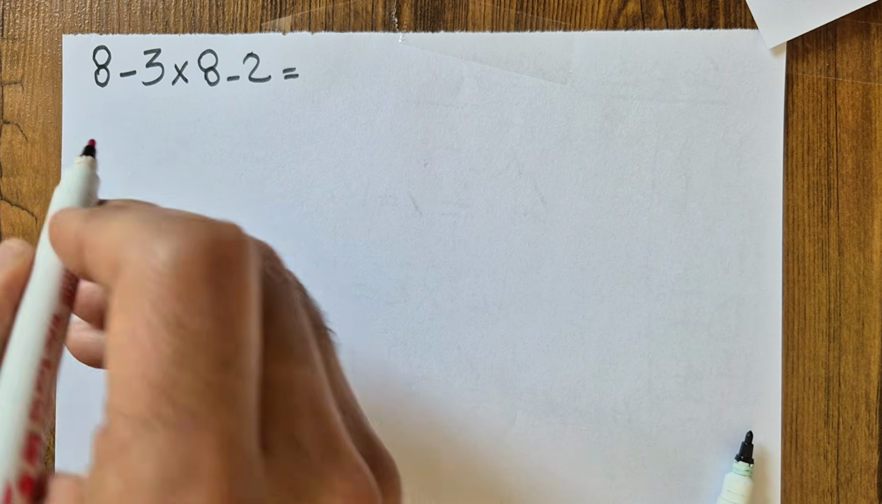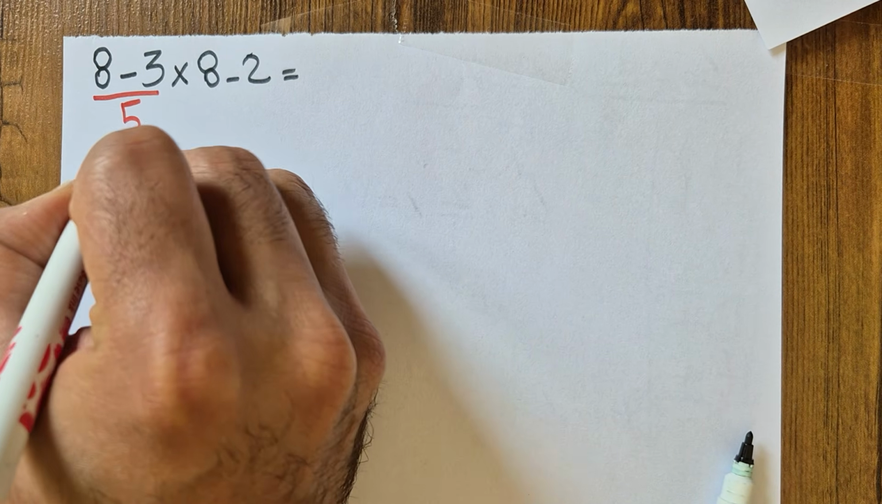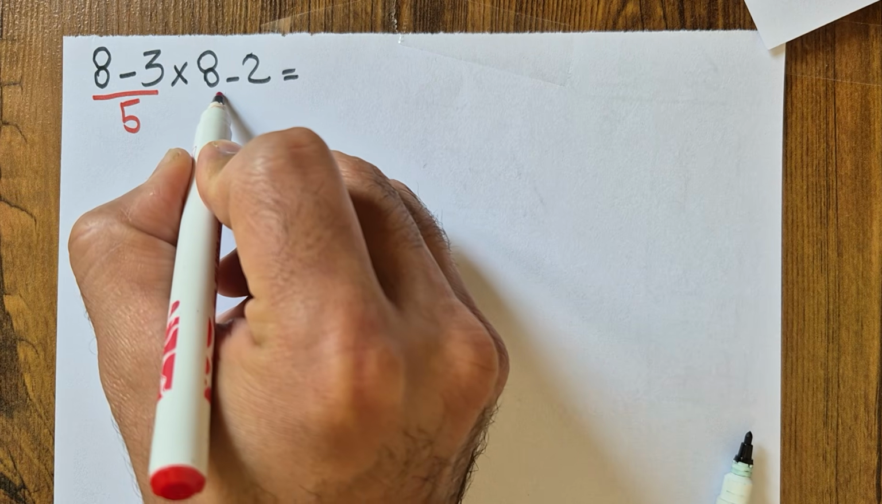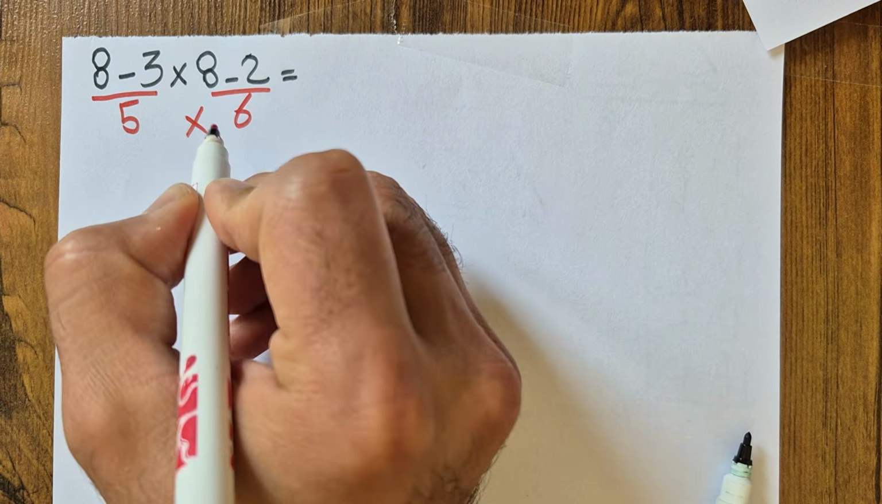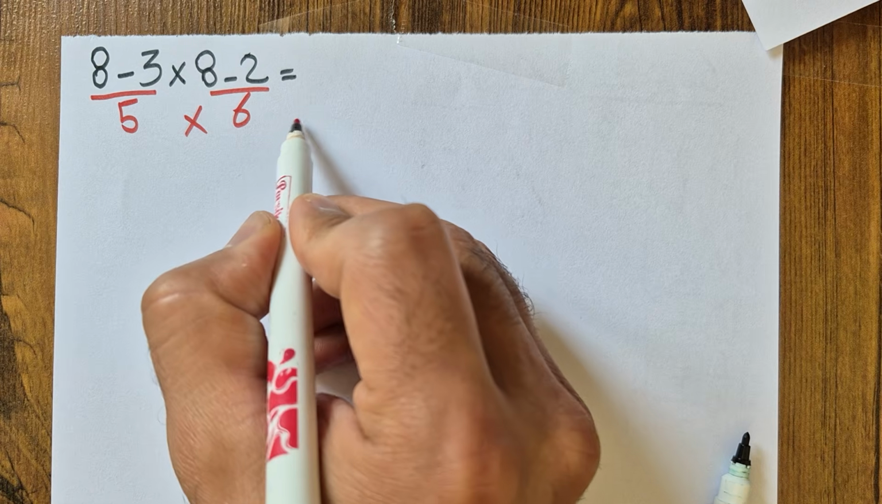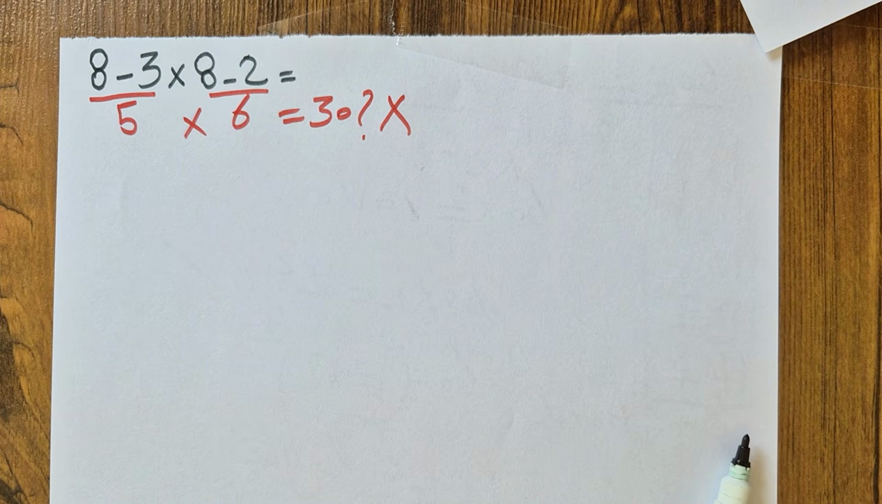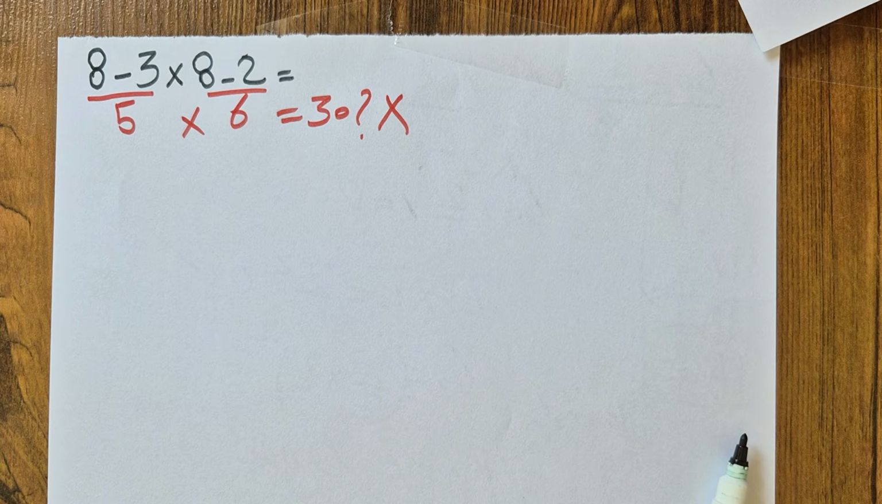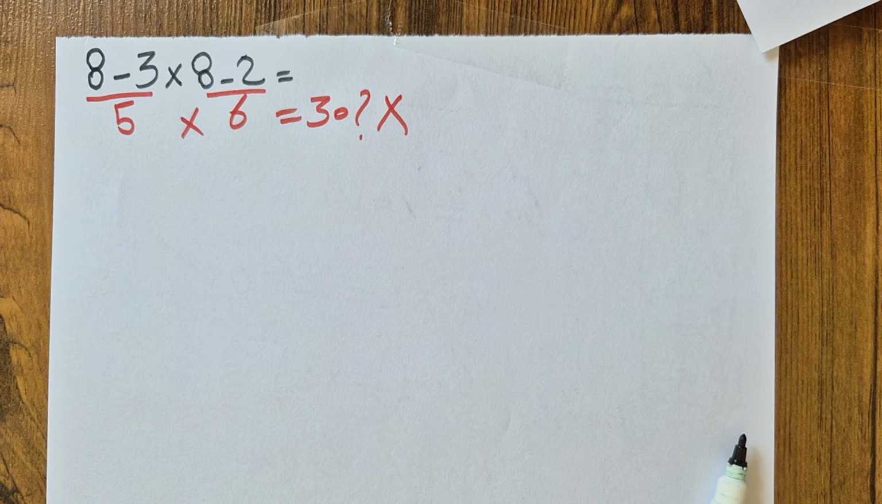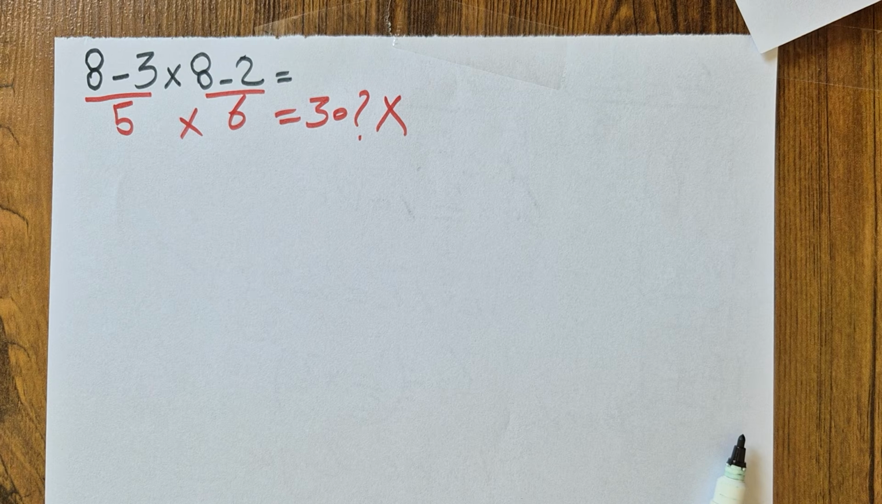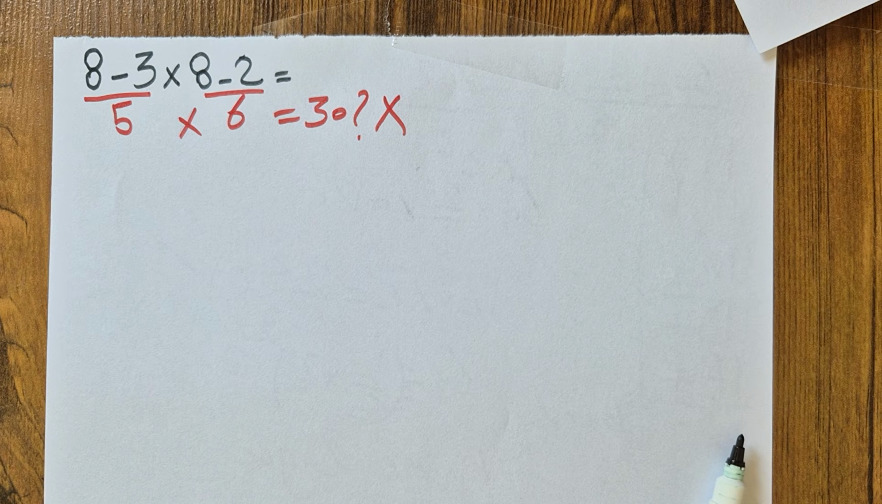8 minus 3 gives us 5, right? And then 8 minus 2 gives us 6, right? And then 5 times 6 gives us 30. Unfortunately, no, that's a wrong answer because you fell for a big trap, hook, line, and sinker, and that's the order of operations. You didn't follow the correct order of operations.